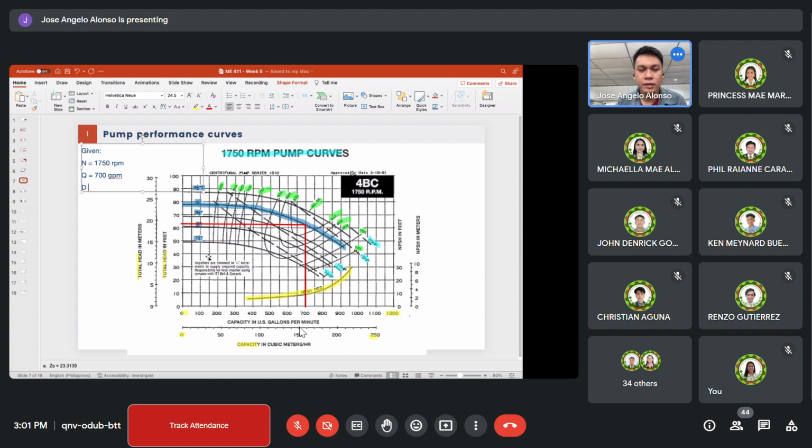Diameter ng pump while operating is 9 inches. Yung project natin into y-axis, nakuha natin na kaya pa niya mag-produce ng around 62 or assume lang 64 or 63 total head in feet.